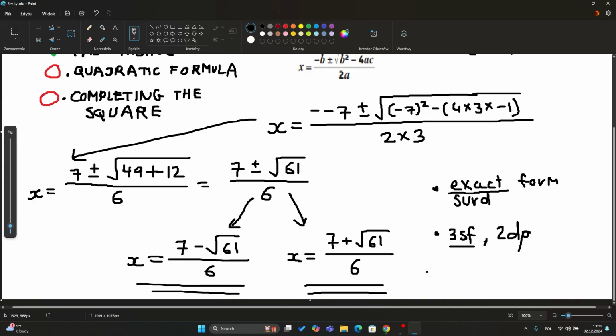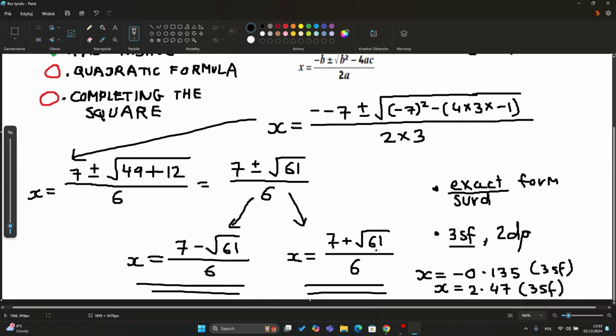And to put it into significant figures, we have to put it on the calculator. So 7 minus root 61 over 6 is going to be minus 0.135, and x is going to be the positive 2.47, to 3 significant figures.